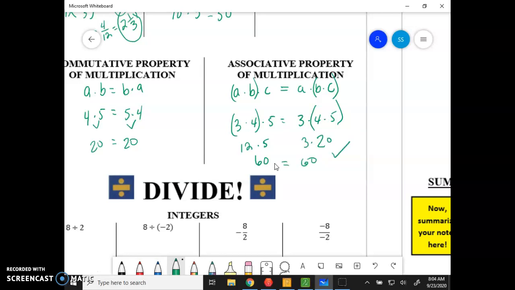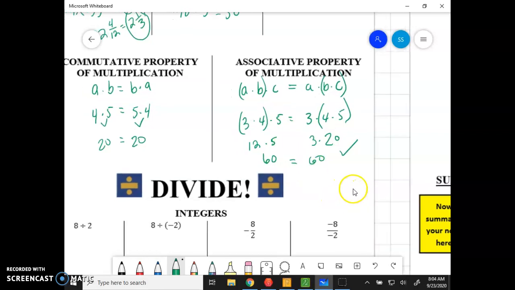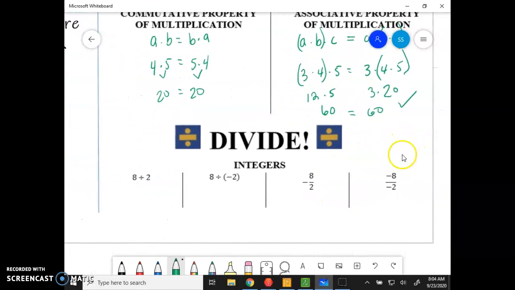That checks out. So associative property and commutative property apply to multiplication and addition. All right, so I think I'm going to stop this video here and we'll look at dividing integers in the next video.